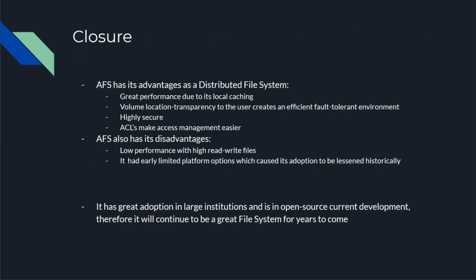Andrew file system has its advantages, those being great performance due to its local caching, and volume location transparency to the user, which creates an efficient fault-tolerant environment. It's highly secure due to Kerberos, and access control lists make access management easier for network administrators. Andrew file system also has its disadvantages, that being low performance with high read-write files, and it had early limited platform options, which caused its adoption to be lessened historically. However, it does have great adoption in large institutions now, and it is in open source current development. Therefore, it will continue to be a great file system for years to come.